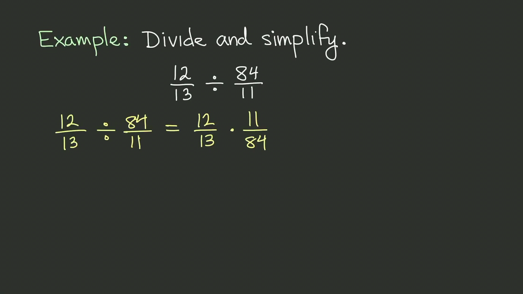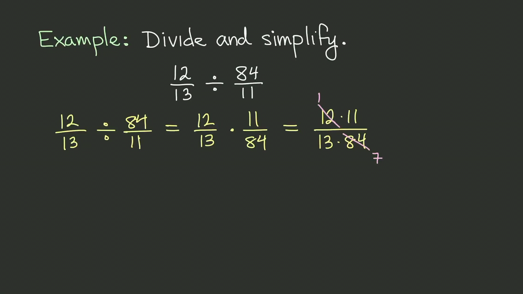So now that this is multiplication, we'll multiply straight across the top and the bottom. So we have 12 times 11 in the numerator, and we have 13 times 84 in the denominator. We know that 12 divides 84, so we can cancel out the 12 in the top, replace that with a 1, and divide 84 by 12. That's going to give us a 7 in the denominator.